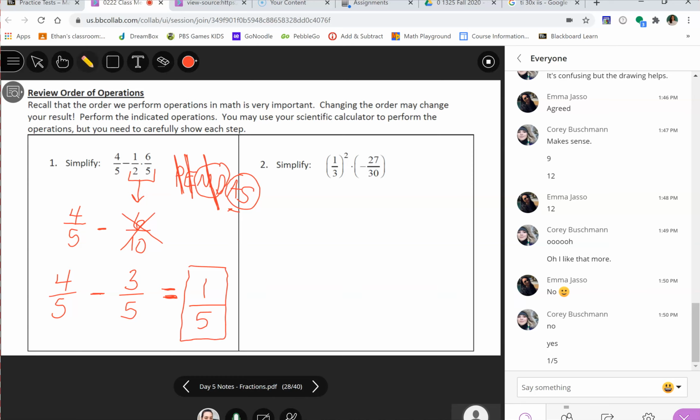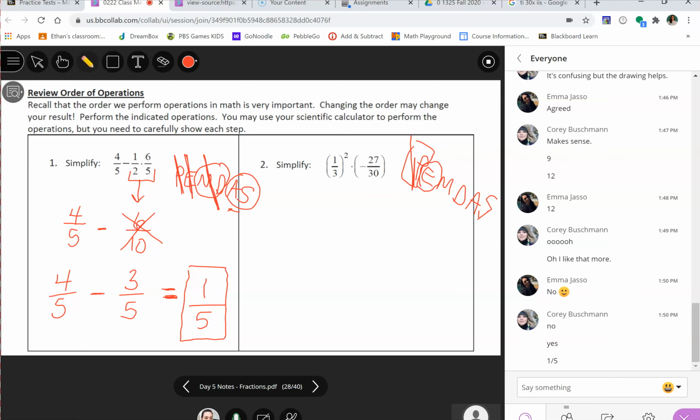So let's do another one here with our PEMDAS. Get that calculator handy. Okay, so I see all kinds of parentheses. But remember, inside the parentheses, there's only a 1/3. There's nothing to do. And inside the parentheses, I have a negative 27 over 30. There's nothing to do inside the parentheses. So then we're going to go to exponents.